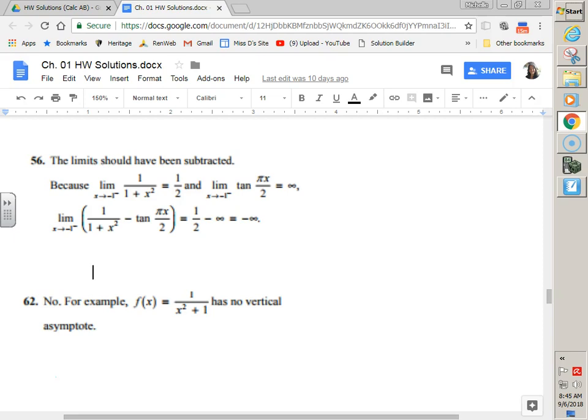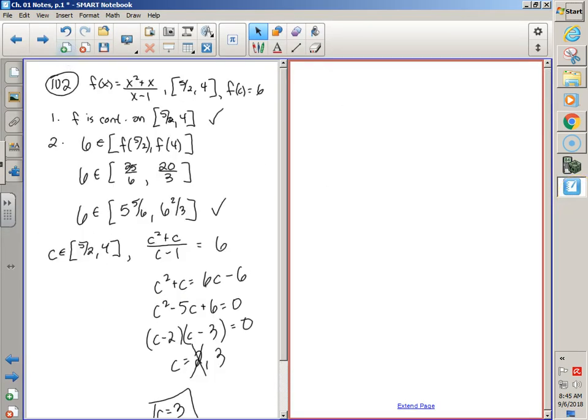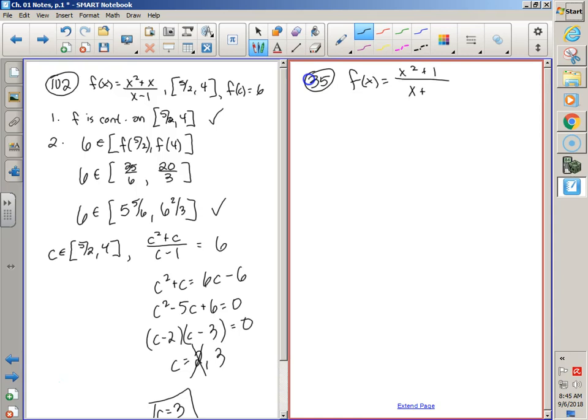Number 35. Are you doing non-removable, removable? Is that what's going on? Oh, no, you're checking -1. Got it, you're checking -1. Ali, you have the function, right? Real quick. 35 is f of x equals x squared plus 1 divided by x plus 1.